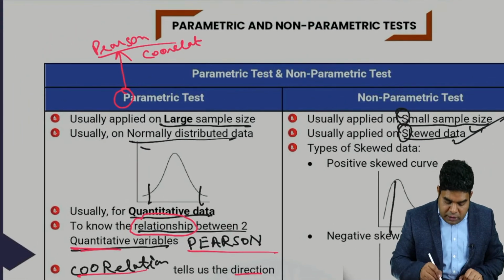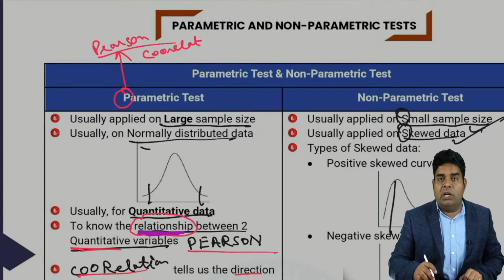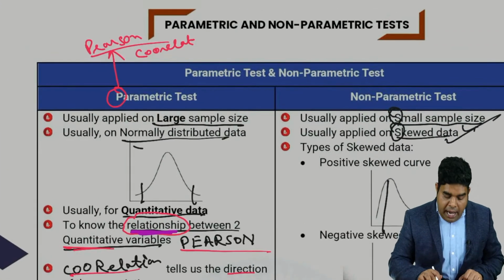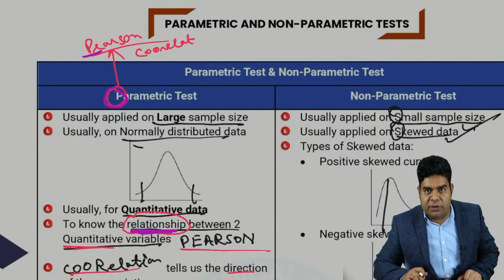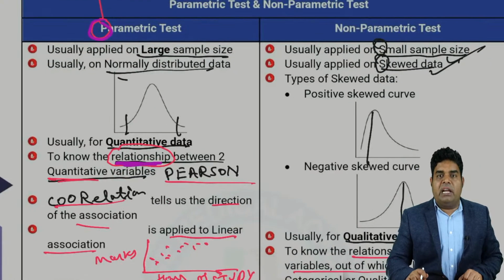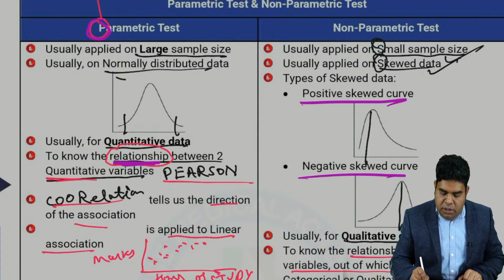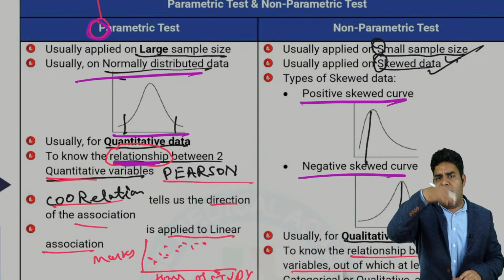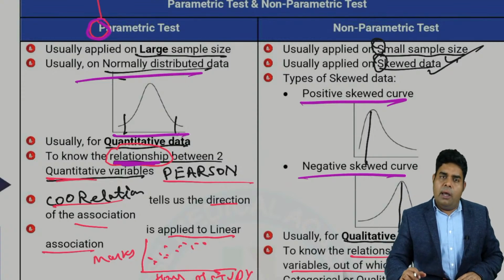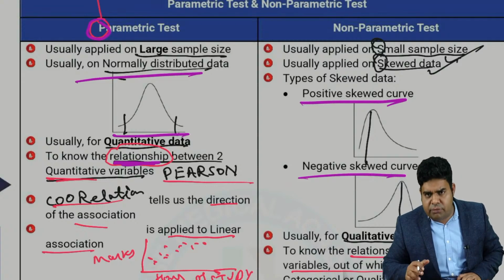Whenever they want to know the relationship, if the word relationship is given, relationship can only be known by correlation. And P for parametric, P for Pearson. Parametric will have Pearson correlation. Non-parametric will have Spearman correlation. Okay? Non-parametric is done when the data is skewed. Parametric is done on large data, and usually large data are normally distributed. Mostly parametric is for quantitative, non-parametric is for qualitative.